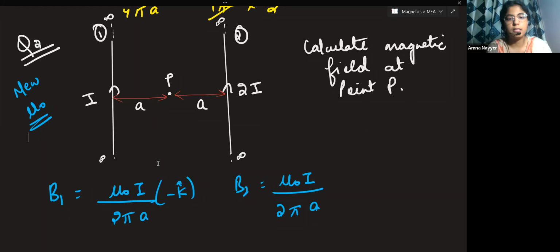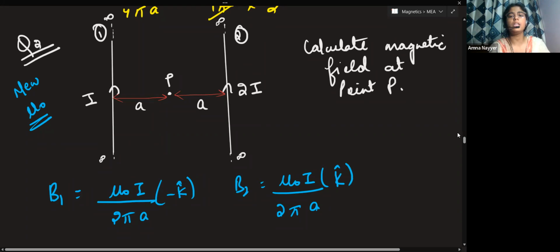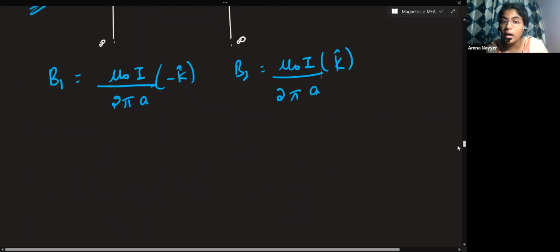K cap, yes, Sneha. Samira and Sneha, it will be K cap. See, this is your conductor. This is the point, P point is this. So if you curl your fingers, it is leading outwards. Outwards means positive Z axis. That is K cap. Now for the net magnetic field, you have to add it.